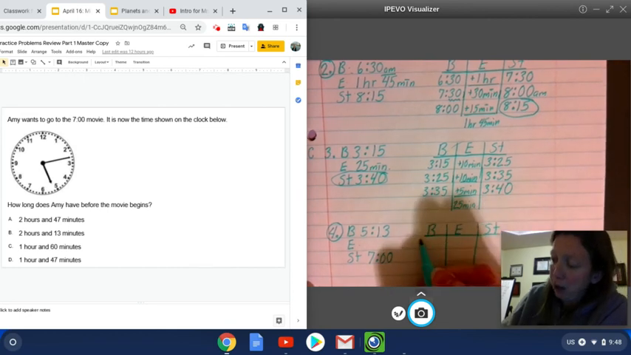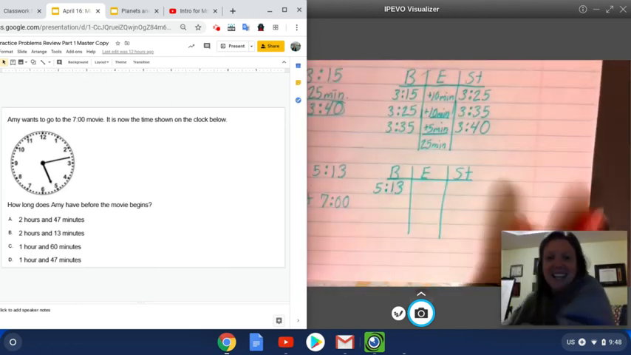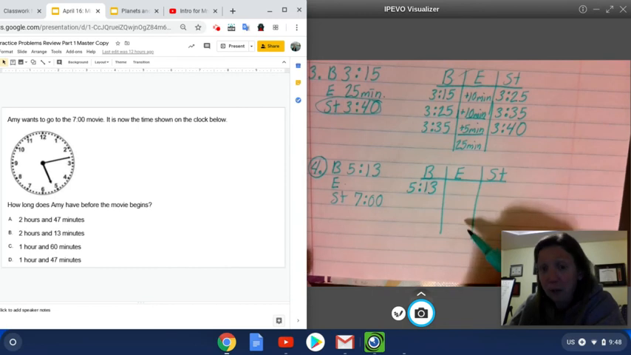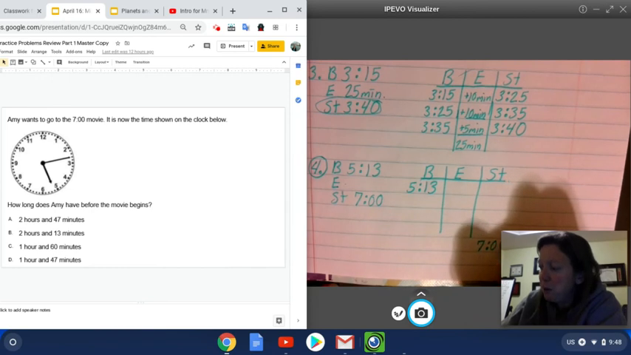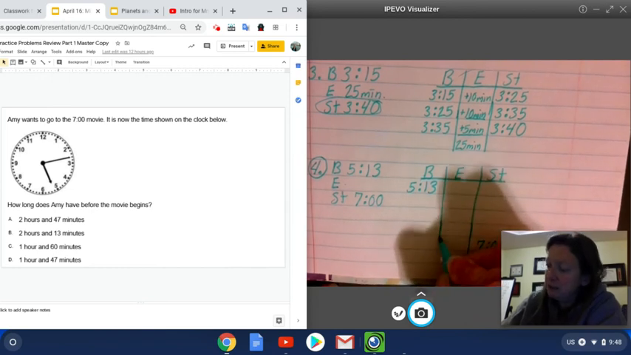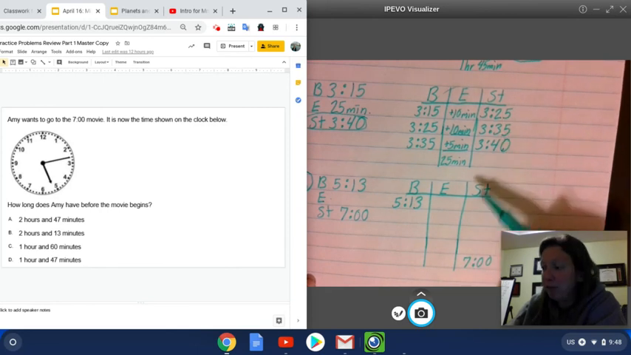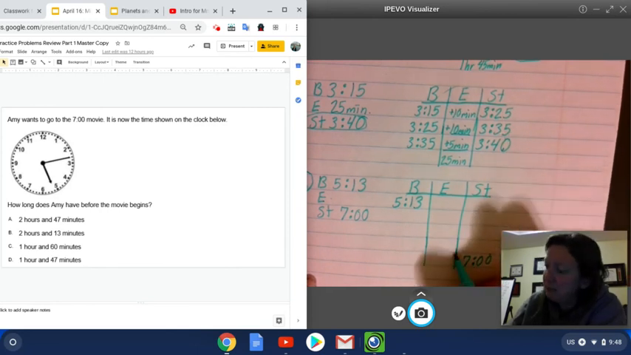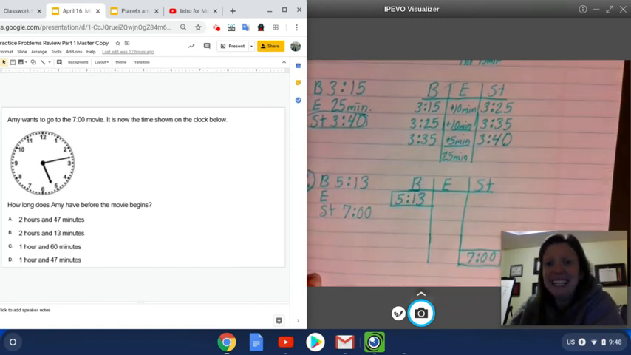Now, I want to make my chart, just like we've been doing. Remember, our beginning time goes right here. Now, the difference is that we don't know our elapsed time yet, but I know that my stopping time is 7 o'clock. So that's why I'm putting it down here, because you see how these go? So I want to leave room because my stopping time, this is what I'm given in the problem. These are the 2 parts I'm given in the problem.